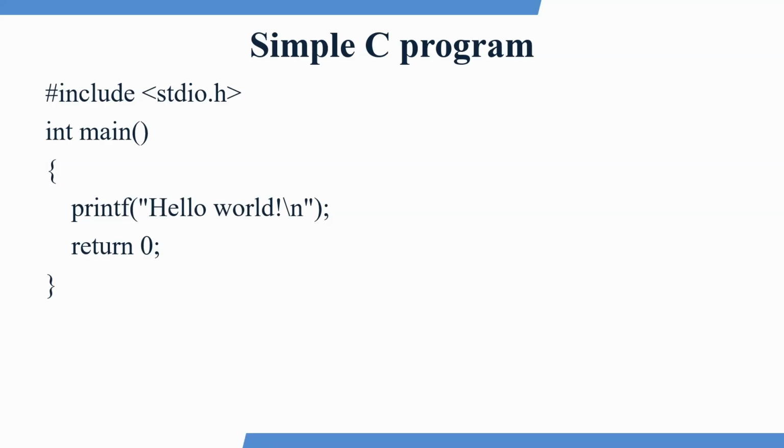Now let us see this with an example. So this is an example of a simple C program. See how to write a simple program. I will write and show it to you. The very first, mandatory thing we should have in a C program is a main function.